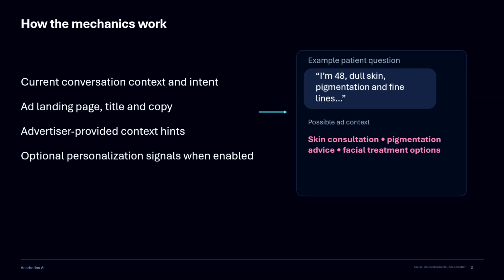And mechanically, the most important difference is the matching model. OpenAI says ads can be selected using the context and intent of the current conversation, the ad's landing page, title and copy, and advertiser provided context hints. So in plain English, this is not just bidding on the exact phrase, hydrofacial near me. It could be about appearing when someone is researching a problem such as dull skin, pigmentation, acne scarring, or how to choose a safe aesthetic clinic.